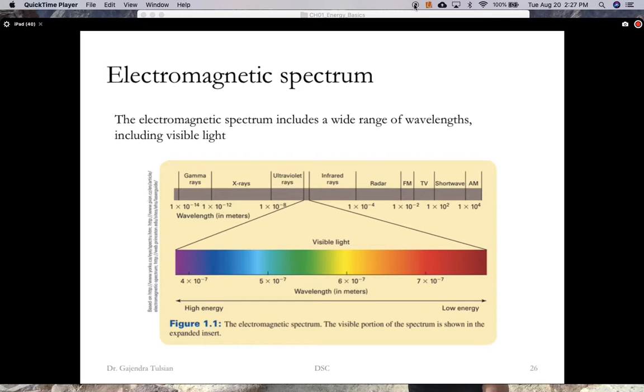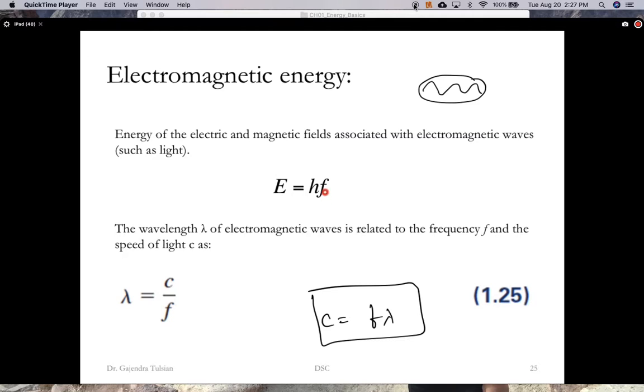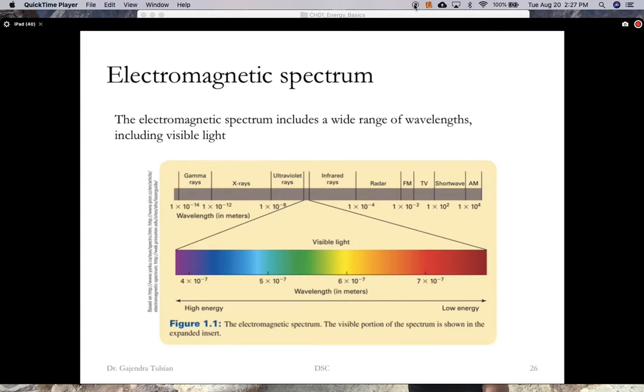The only difference is their frequencies are different. So as you go in this direction, the frequency increases. And you saw that the higher the frequency, the greater the energy of the photon. Okay? So if you go in this direction, they're more and more energetic. So like this thing says, high energy, low energy. So red light is low energy light, violet light is high energy light.